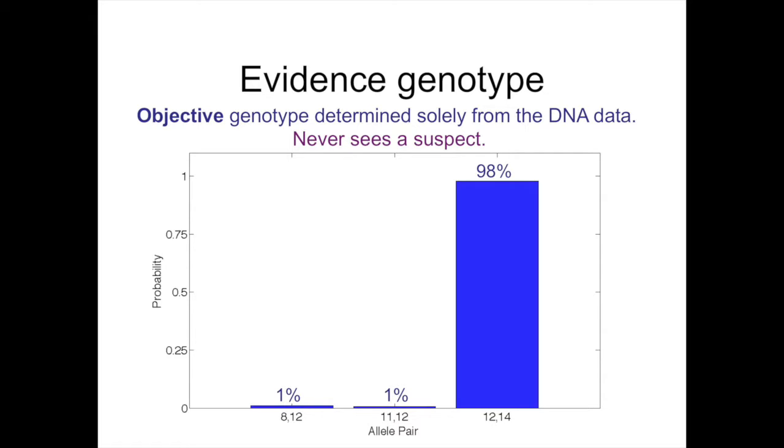And importantly, when the computer solved this, it did not see the suspect. It was just doing this from the data and nothing else, ab initio. So a genotype like this is produced for each of the 2 contributors that are in the data, and it's done for each of the 13 locations. So there'd be 2 times 13 or 26 genotypes. This is one of them.